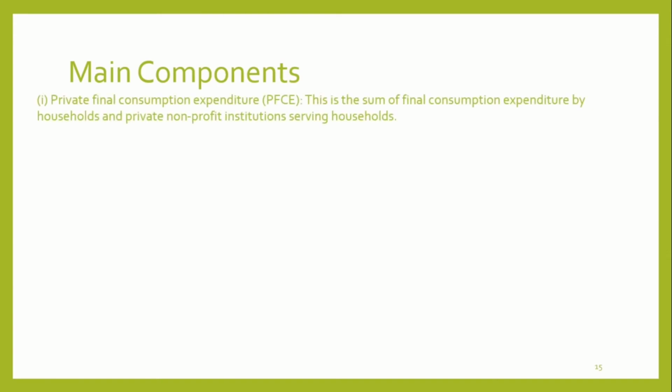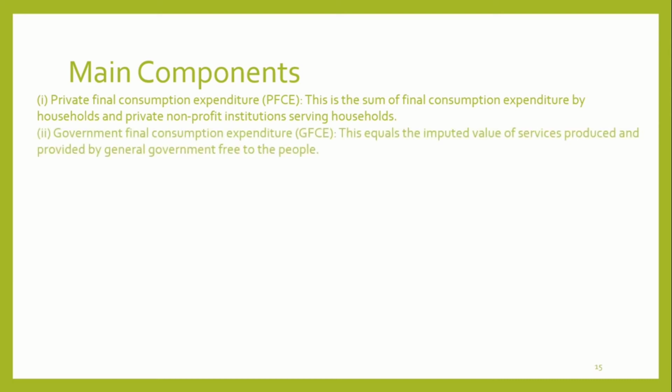Main components. Private final consumption expenditure. This is the sum of final consumption expenditure by households and private non-profit institutions serving households. Government final consumption expenditure. This equals the imputed value of services produced and provided by general government free to the people.